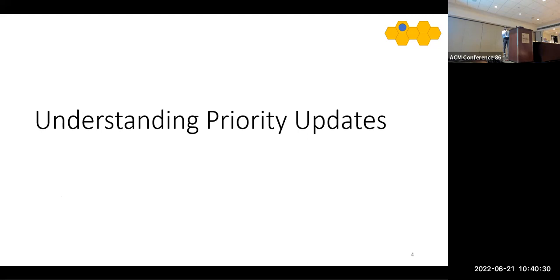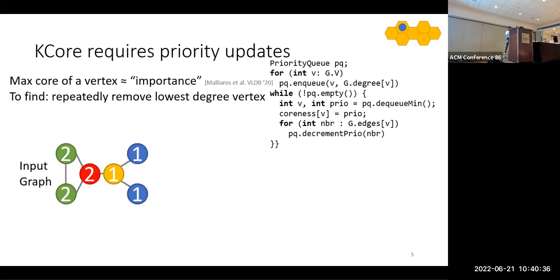Now, we're going to be talking a lot about priority updates. So to begin with, we are going to walk through an algorithm that depends on them. The K-core algorithm for graph analytics originated as a heuristic for graph coloring, and it can be used as a metric for importance of vertices. You can see the cores in the graph on the bottom left. To find the K-cores in a graph, we peel it, which means we repeatedly remove the lowest degree vertex and update the degrees of all of its neighbors.